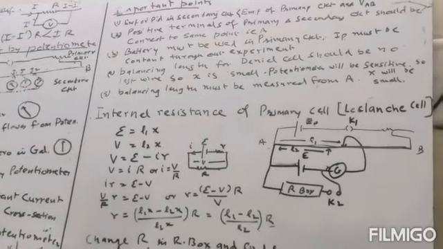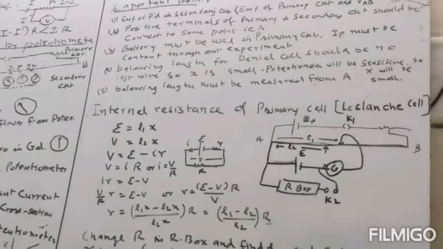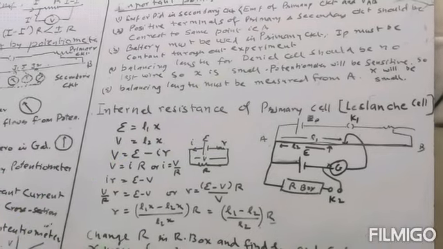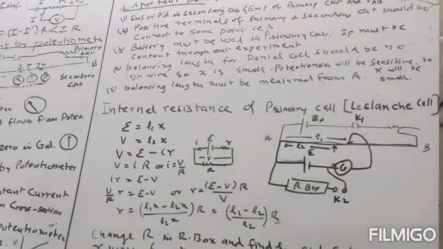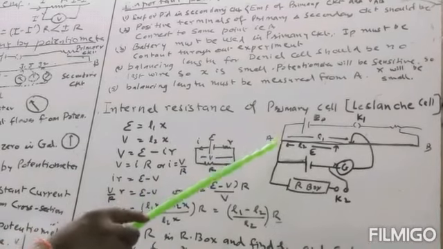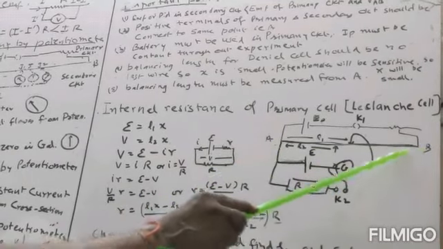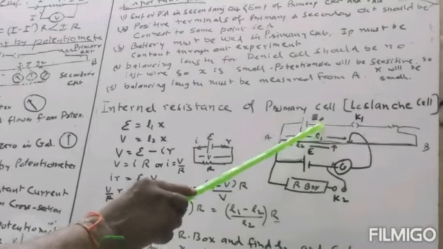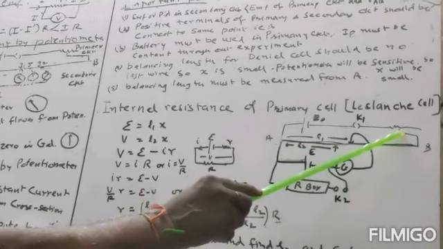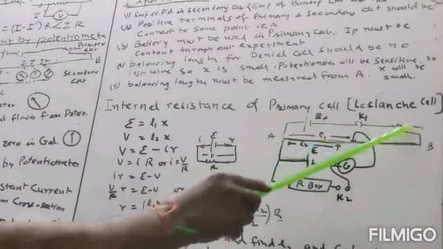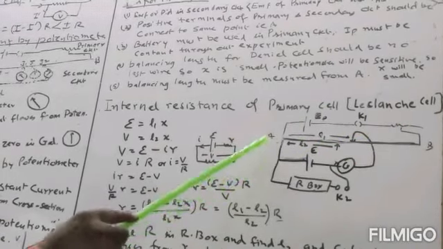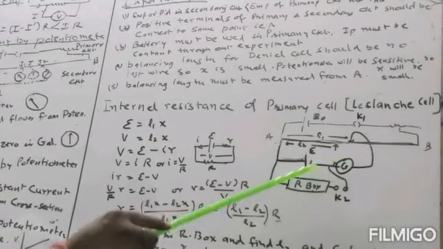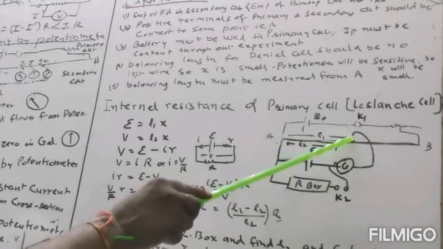Now we will look at the applications of the potentiometer. First we find the internal resistance of a primary cell. As the primary cell, we here take the Leclanche cell. Now in the primary circuit, this is the potentiometer wire. It is connected to a battery whose EMF is E, a key and a rheostat. So this is your primary circuit, and in the secondary circuit we will use the Leclanche cell whose internal resistance is to be measured, connected to a galvanometer and to a jockey.